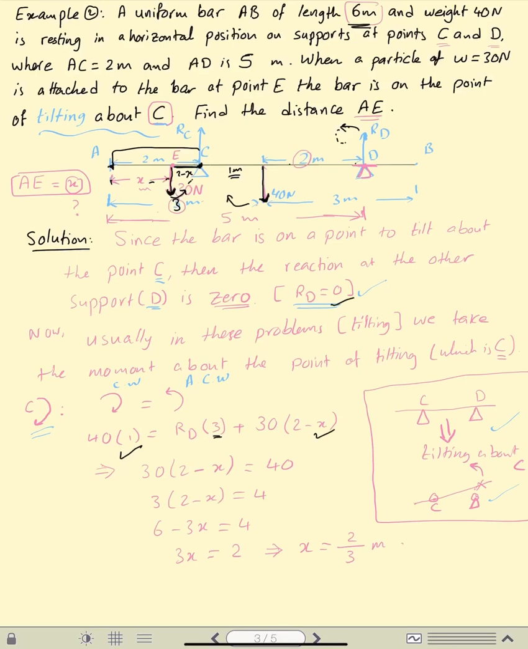Since RD is 0, this will be 0. We will be getting only 30 times 2 minus X is equal to 40. Dividing both sides by 10 and simplifying, 3x equals 6 minus 4, which is 2. So x equals 2 over 3, 2/3 meter. X is AE, and he wants AE. It's 2/3 meters. Simple like this.